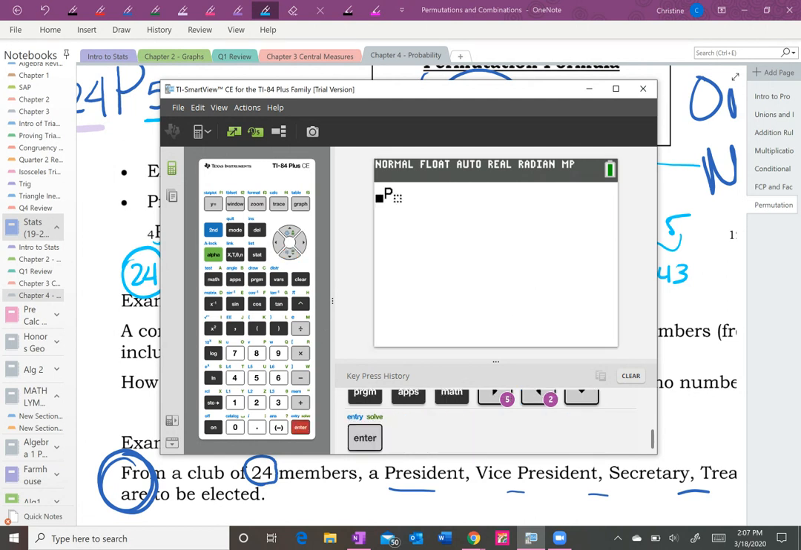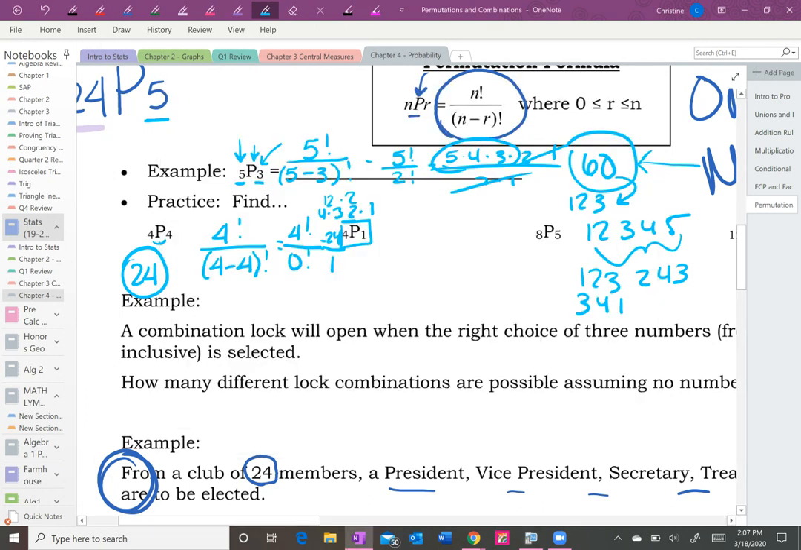Oh, you need to put 4. Okay, different calculators are different. So this one's going to be 4, use your little arrow key, and then 1. So it will be 4. Again, if you're doing it by hand, it would be 4 factorial over 4 minus 1, which is 3 factorial, which would just leave you with 4.